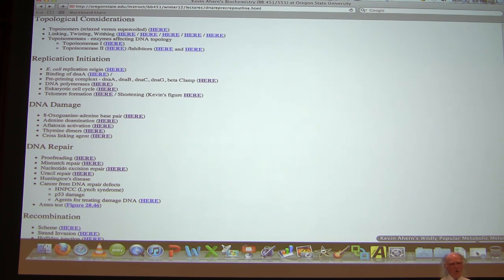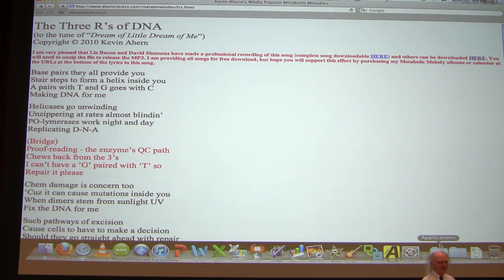This is an old 40s song. It's a very hard one to sing, all right? It's called The 3 R's of DNA. I'm probably the only person in this room that'll know this tune.